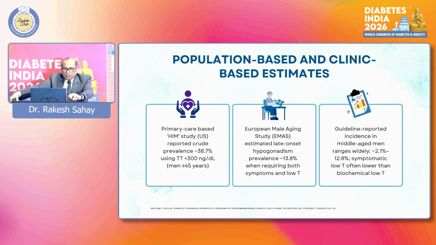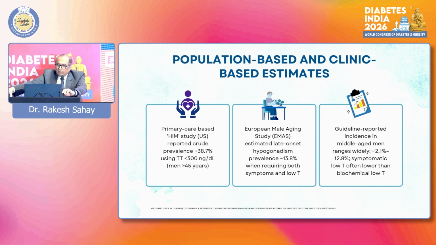We are again seeing that one study reported a crude prevalence of 38.7% using a higher cutoff of 300, enrolling men more than 45 years of age. When you look at the European Male Aging Study, they looked at late onset hypogonadism and found a prevalence of 13.8% in the population.